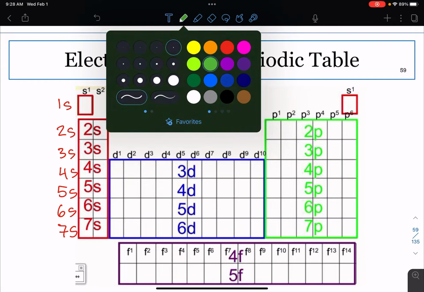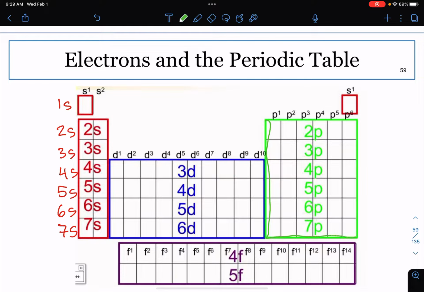Then we have, in a separate color, our P block. There's no 1p, but it starts with 2p in the second row on the periodic table, and then 3p, and so forth. You can label on the side there.